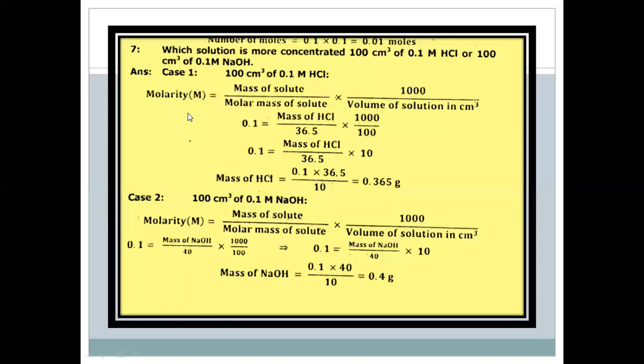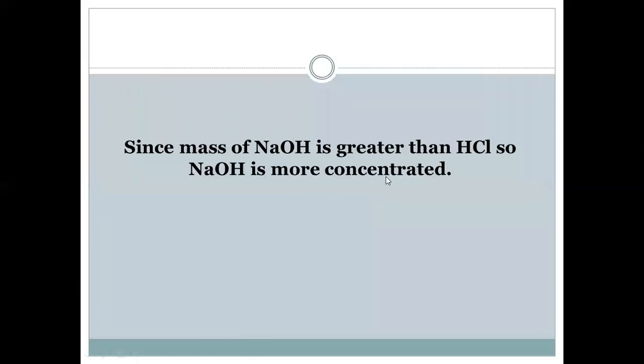Again we use the molarity formula: mass of solute over molar mass, into 1000, divided by volume of solution in centimeter cube. We put in the values and find the mass, which is 0.365 grams for HCl. We do the same for sodium hydroxide, and the mass is 0.4 grams. So the mass of sodium hydroxide is greater than hydrochloric acid, so the solution of sodium hydroxide is more concentrated than hydrochloric acid.